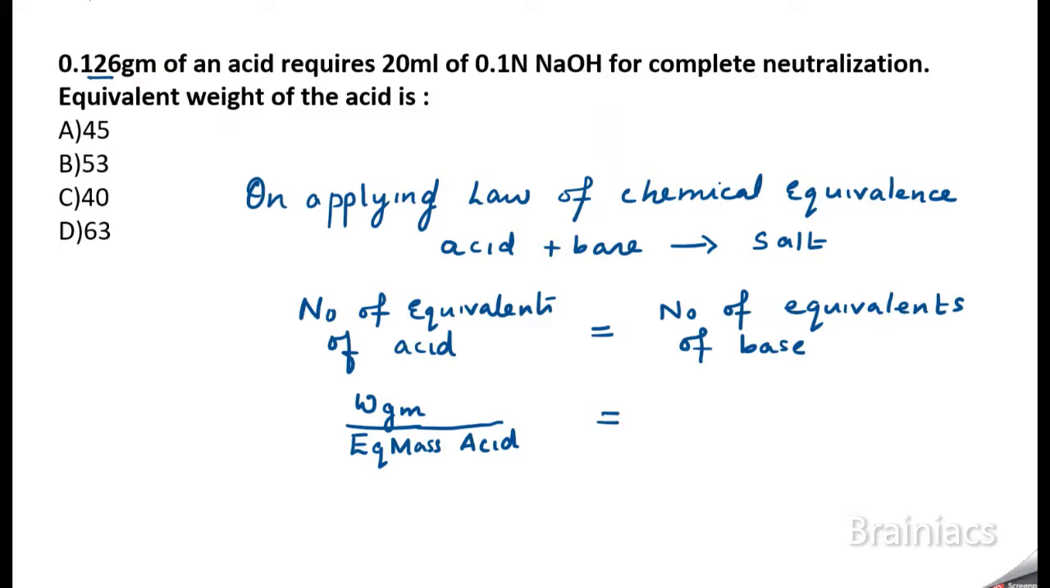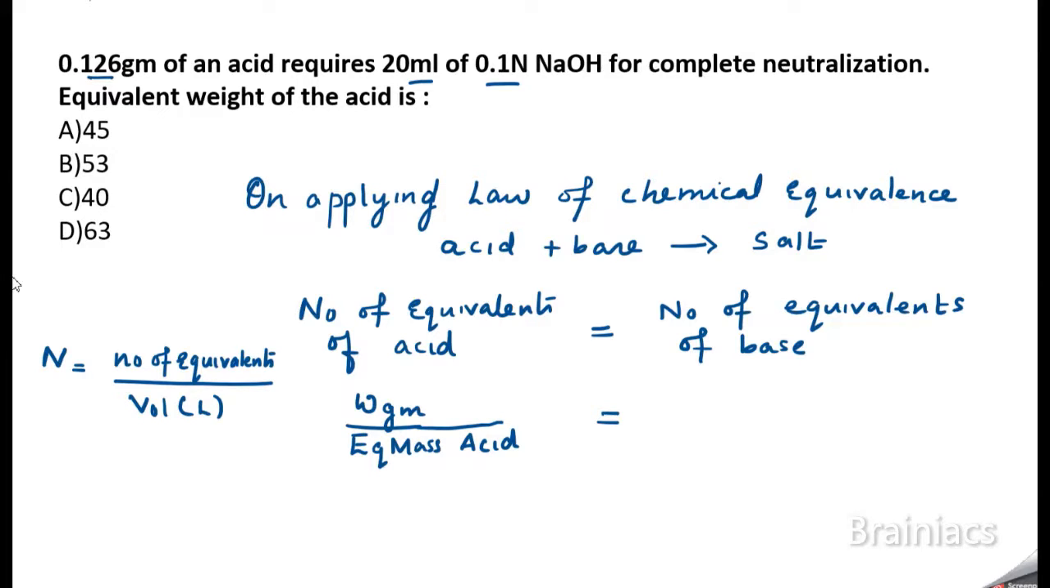Now coming to the number of equivalents of the base. Can I apply the weight in gram by equivalent mass of the base? No. Why? Because the weight in gram of the base is not given. Instead they have given normality and volume. So we have a formula you might have learned in the chapter solutions. So normality is equal to what actually? Normality is equal to number of equivalents divided by volume of the solution in liters, correct?